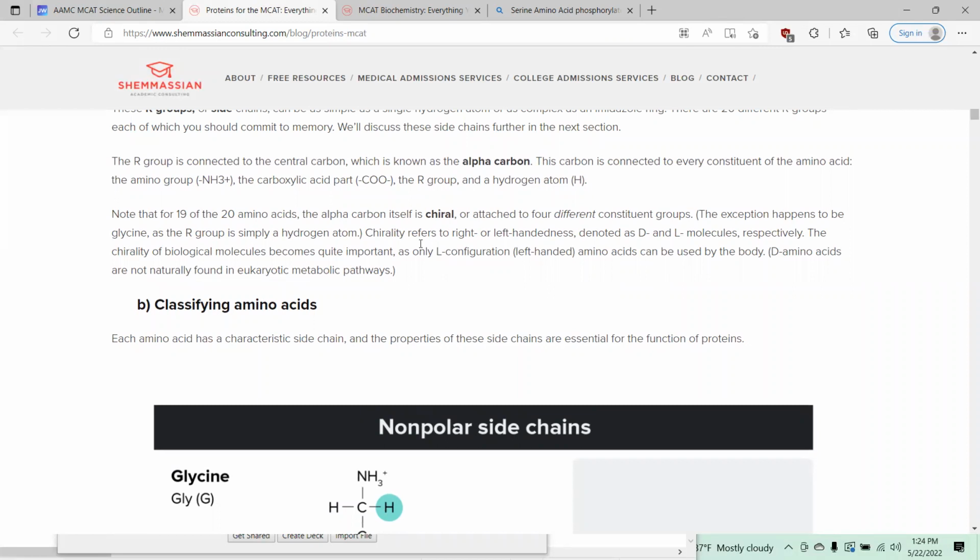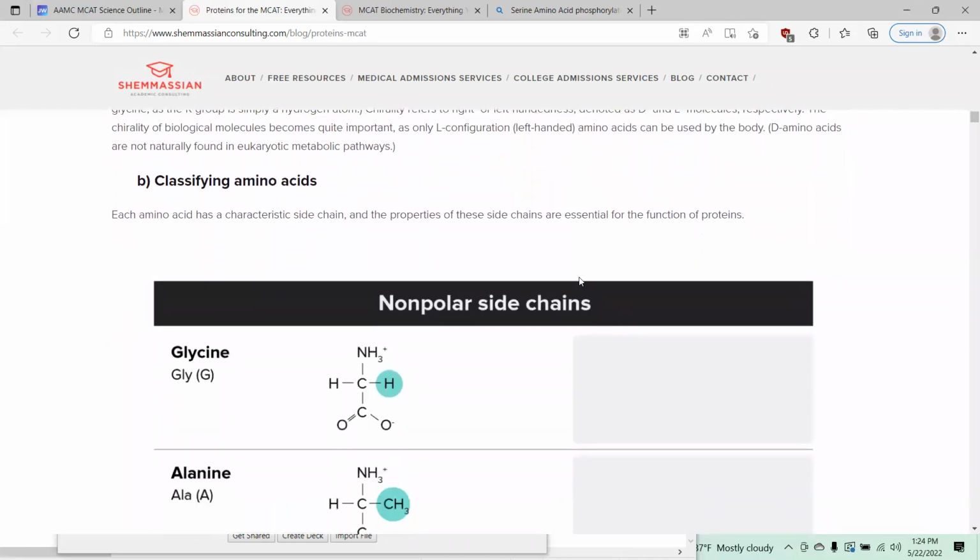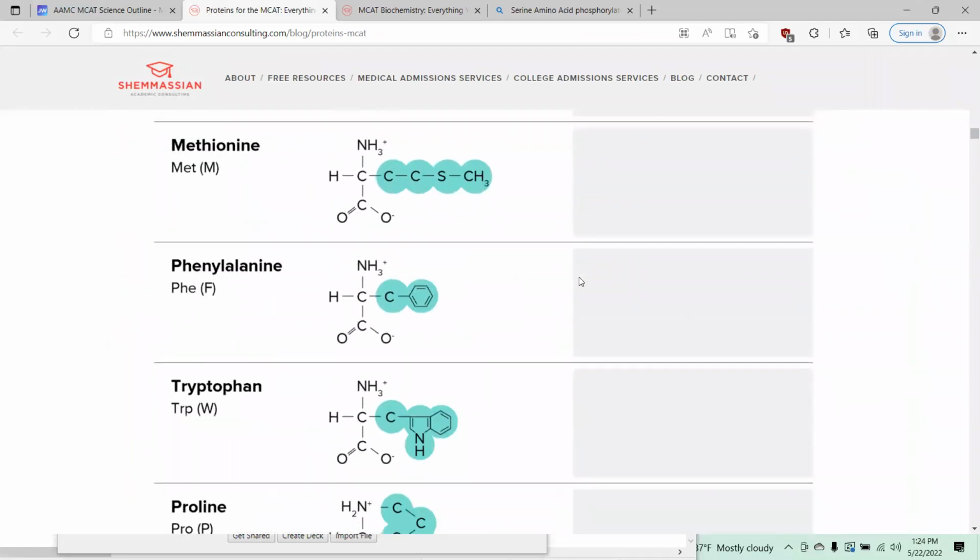As well as this little fun fact, the chirality: there are only L-handed amino acids, not D amino acids. And on the other hand, there are only D sugars and not L sugars in the human body. But that's something more relevant to organic chemistry when we get to it. Okay.